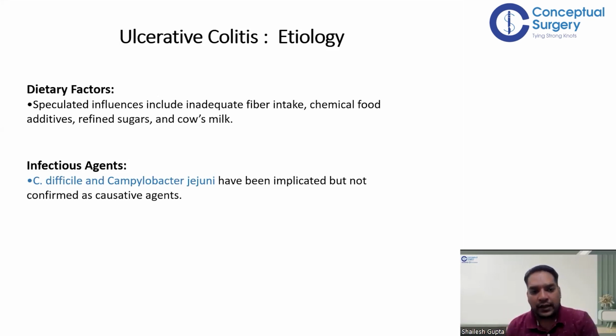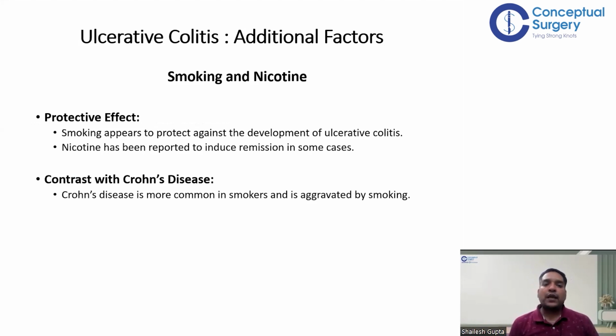And this is the most important line: Clostridium difficile and Campylobacter jejuni have been implicated but not confirmed as a causative agent. तो ये सारे रिलेशन हैं, कोई डेफिनेटिव कॉज नहीं है, ये सब एक तरह से कहीं न कहीं एट्रिब्यूट करते हैं डिजीज को. So smoking, surprisingly: ulcerative colitis is one disease where smoking is protective. Nicotine is reported to induce a remission, whereas in Crohn's disease, smoking usually aggravates the disease.